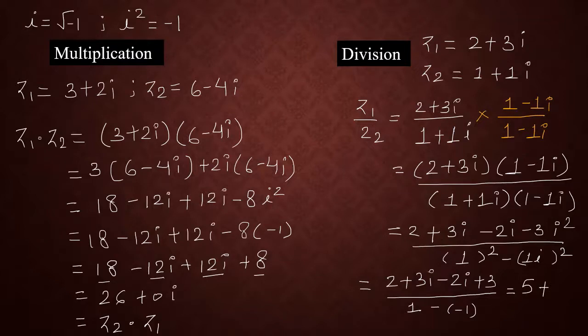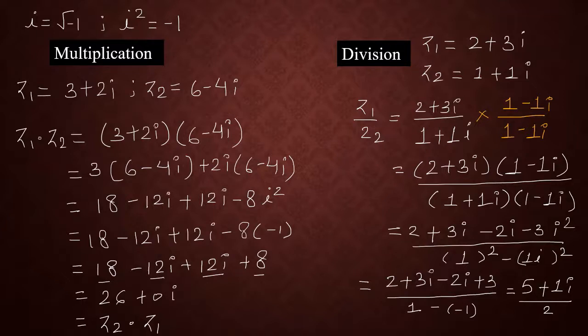3 minus 2i gives you 1i, whole divided by 1 plus 1, because minus into minus becomes plus, we get 1 plus 1 that is equal to 2. So this becomes your division of complex numbers. And if you want to simplify, you can separate the denominator, you will have the same answer.